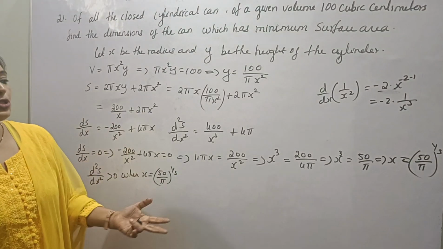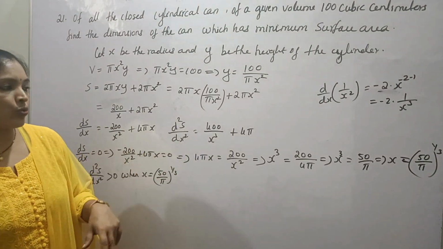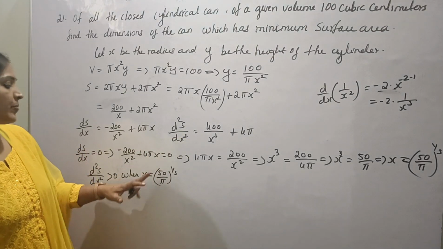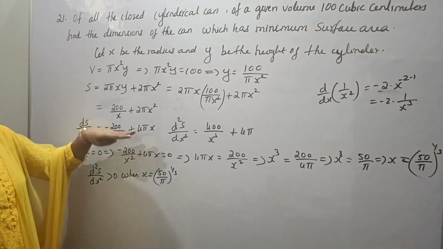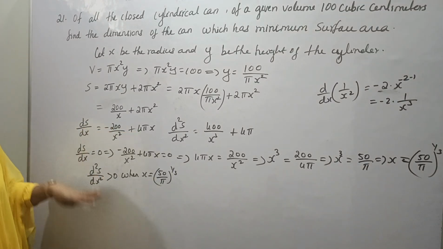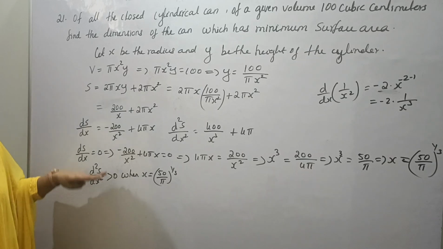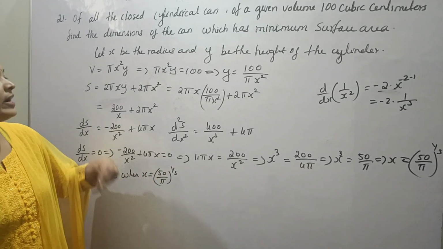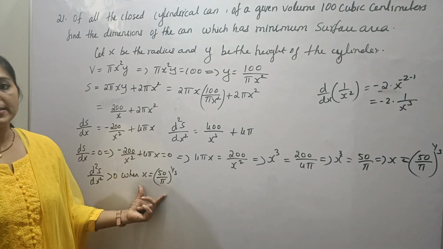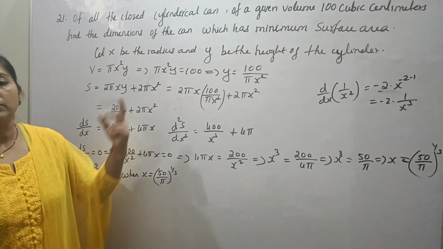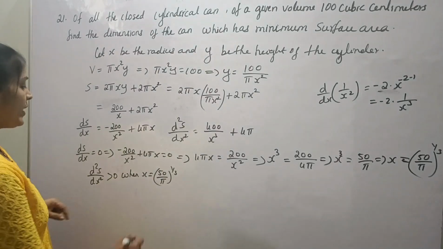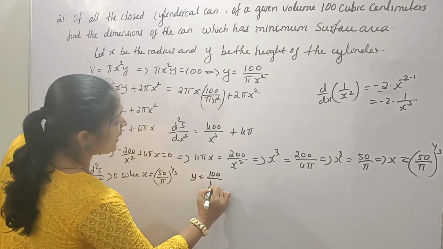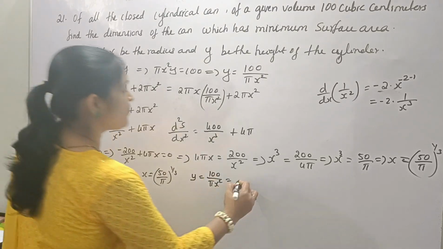That is, when we substitute x is equal to 50 by pi whole raised to 1 by 3 in d square s by dx square, obviously it will be greater than 0. So here this surface area is minimum, greater than 0, right? So okay, surface area is minimum when x is equal to 50 by pi whole raised to 1 by 3. So what is y? We have got the radius, okay. Now we have to find the height of the cylinder. So what is y? y is equal to 100 divided by pi x square.